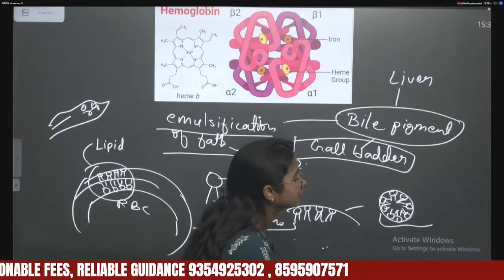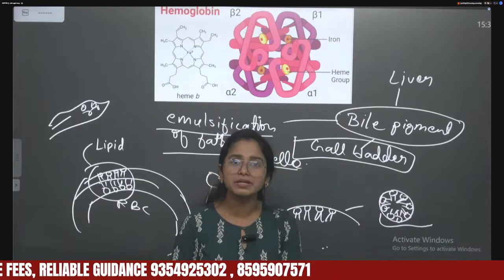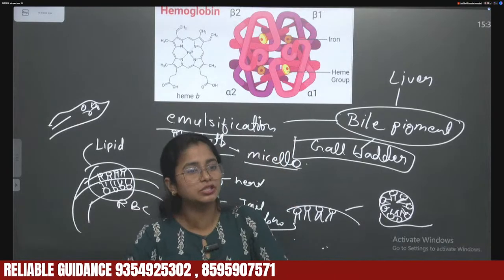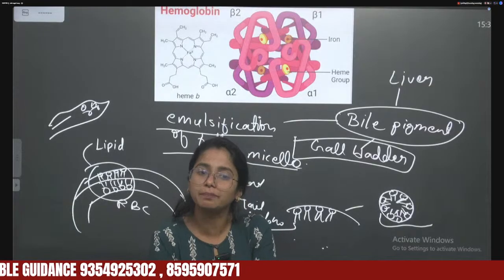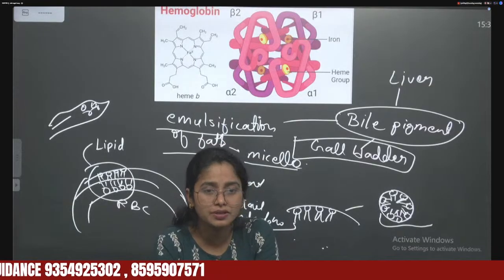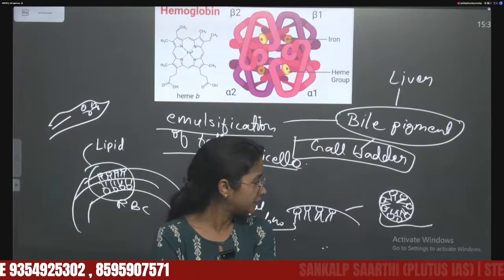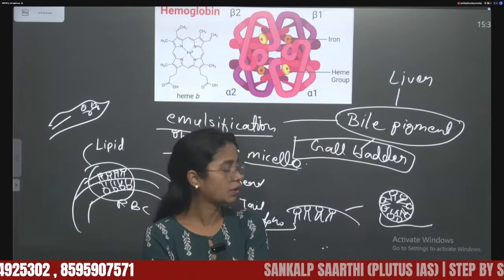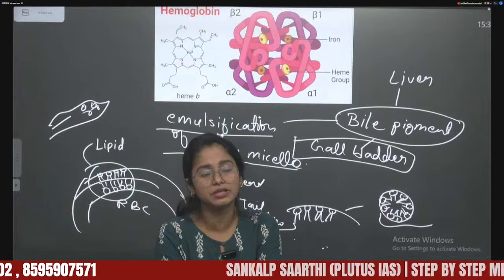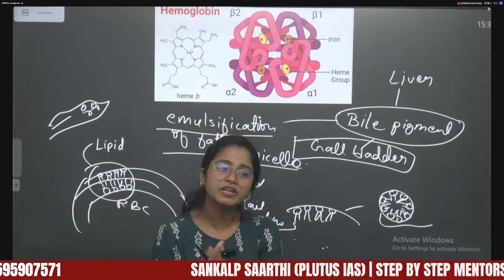So one thing we have heard about the bile: the bile pigment contains bilirubin and biliverdin. They are the two pigments which are known as bile pigments. What are their roles? Anyone? What are the roles of bilirubin and biliverdin? So we get it. They are coming.